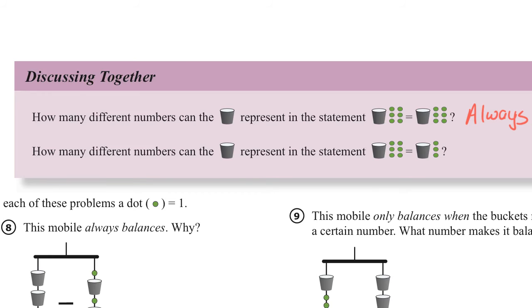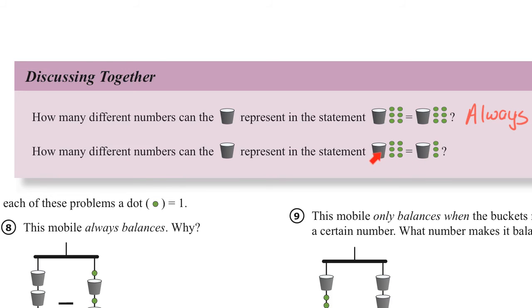The second one, how many different numbers can the bucket represent in this statement? A bucket plus 6 is equal to a bucket plus 3. Well, think to yourself, if I put some different numbers into these buckets, if say the bucket is 0, I'd have 6 equals 3. That's not true. That's not a true statement.